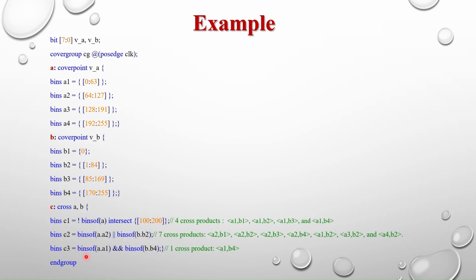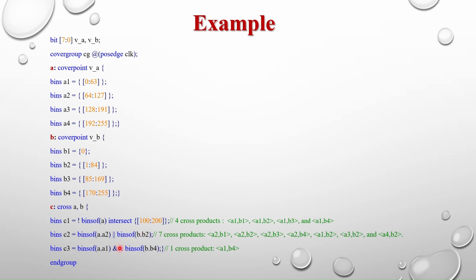Okay, and the next one is bins C3 is equal to bins of A dot A1 and bins of B dot B4. So here we have the AND operator. When you are dealing with logical operators, you should be careful. Okay, if you know the concept of sets, then it will be easy for you to understand. So bins of A dot A1 is this one. First we will see A1 comma B1, A1 comma B2, A1 comma B3, A1 comma B4. And what is bins of B dot B4? This one, B4, right? So B4 comma A2, B4 comma A3, B4 comma A4.